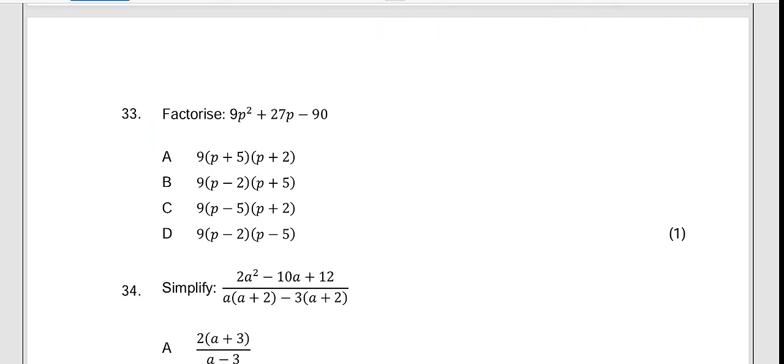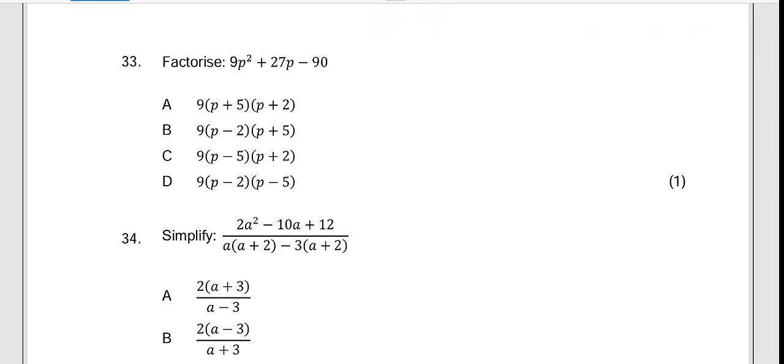So let's proceed to 33. Factorize again. 9p squared plus 27 minus 27p. Guys, the first thing I'm going to do is take out the common factor, which is 9. I'll be left with p squared plus 3p plus 3p. 90 divided by 9 is going to give me 10.